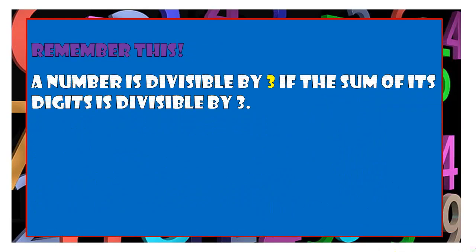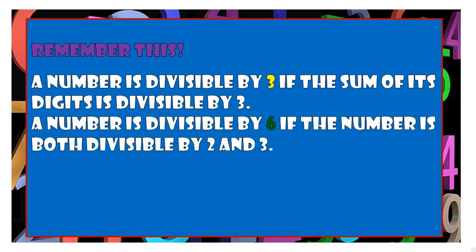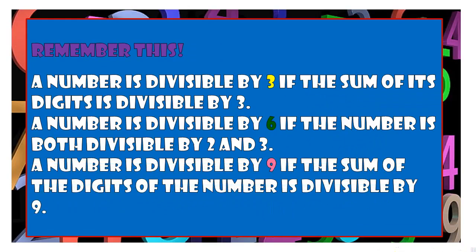Remember this. A number is divisible by 3 if the sum of its digits is divisible by 3. A number is divisible by 6 if the number is both divisible by 2 and 3. And last, a number is divisible by 9 if the sum of the digits of the number is divisible by 9.